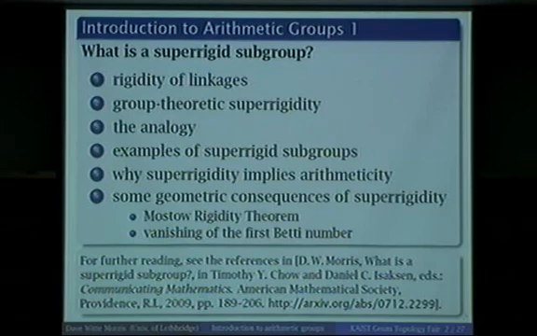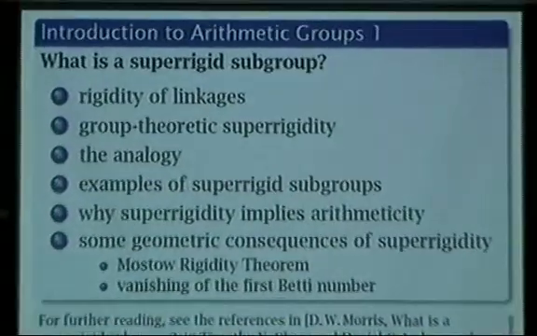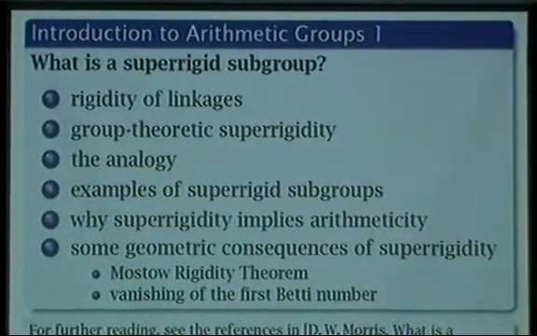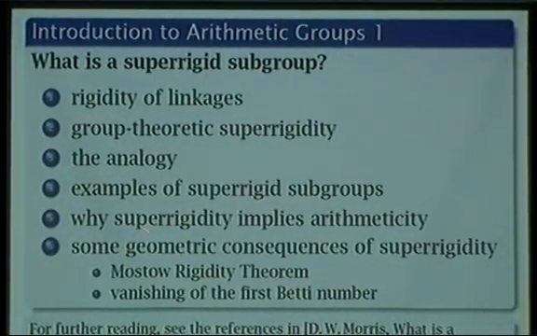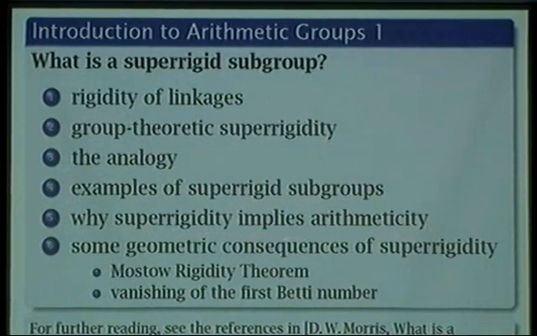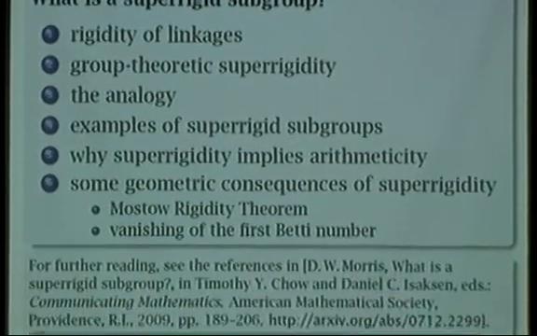The main thing though today, it's okay if you don't understand linkages or the analogy. The crucial thing is, today I want to talk about group theoretic superrigidity. That's what we're going to do. We'll talk about group theoretic superrigidity, do some examples, and then I think I'll have time to prove a very important theorem called the Margulis arithmeticity theorem. So my goal is to explain why superrigidity implies arithmeticity. I don't think there'll be time to talk more about this last part. But if there is, we'll talk about some geometric consequences of superrigidity.